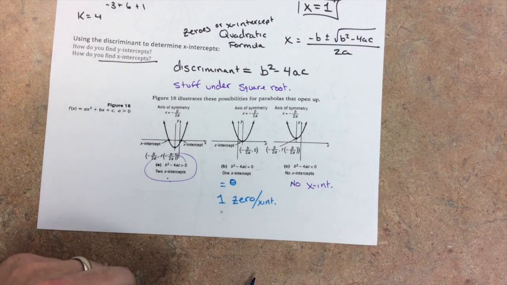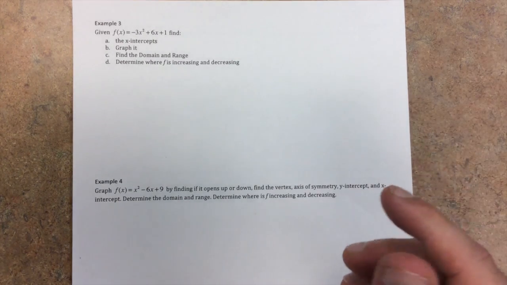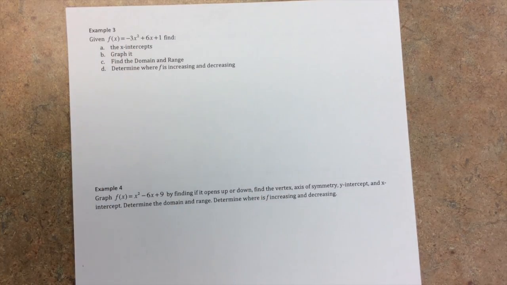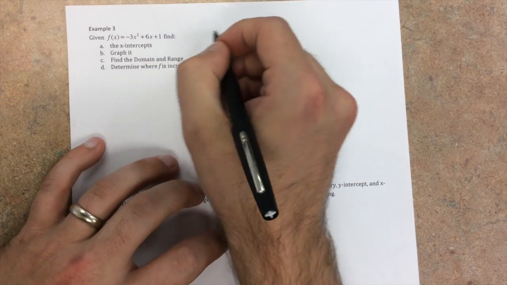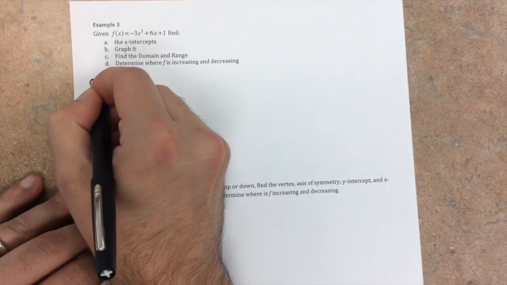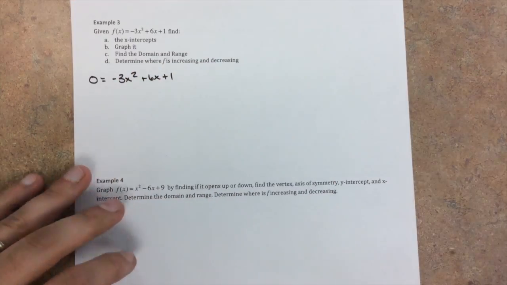All right, so you see on the next page, we got a couple problems, and then we'll be done with level 3.3. So with example 3, it says, given our function, f of x equals negative 3x squared plus 6x plus 1, find the intercepts, graph it, find the domain and range, and determine where f is increasing or decreasing. Okay, so this is a lot of stuff we've already done before. We're just going to add in finding the x-intercepts. So, like we said before, to find x-intercepts, we're going to set this equal to 0. So 0 equals negative 3x squared plus 6x plus 1.